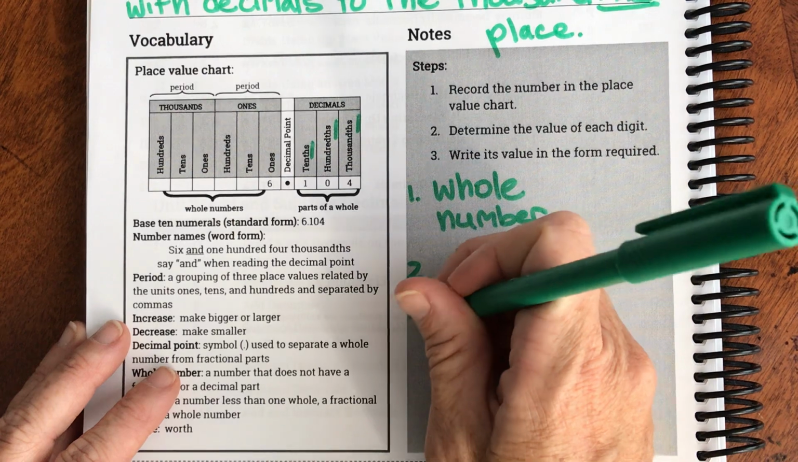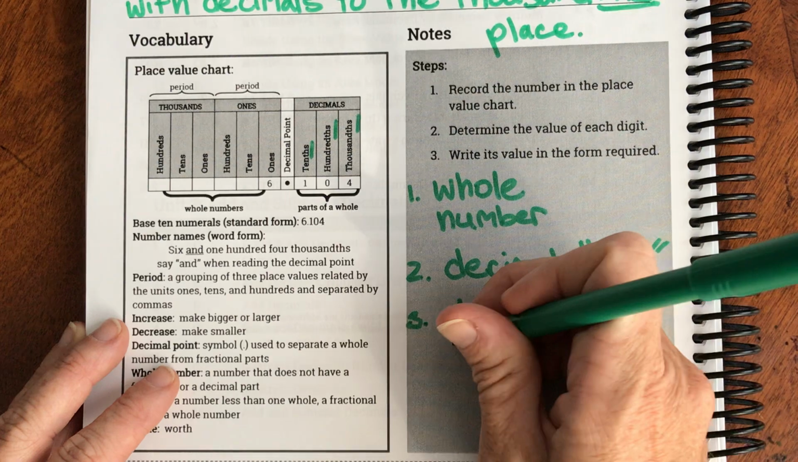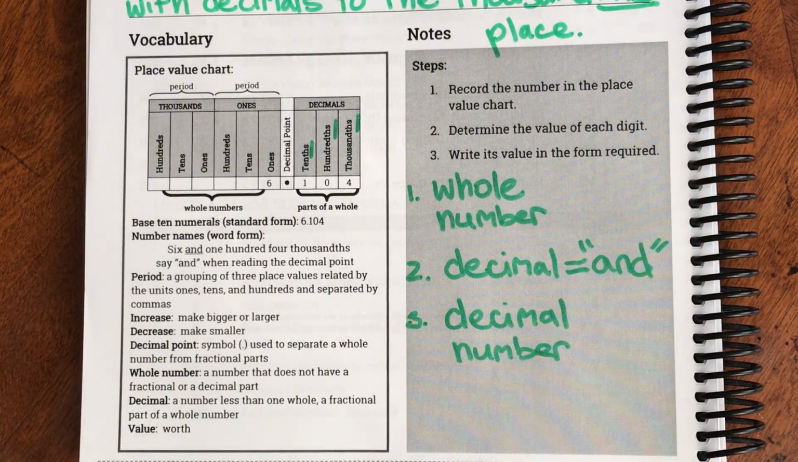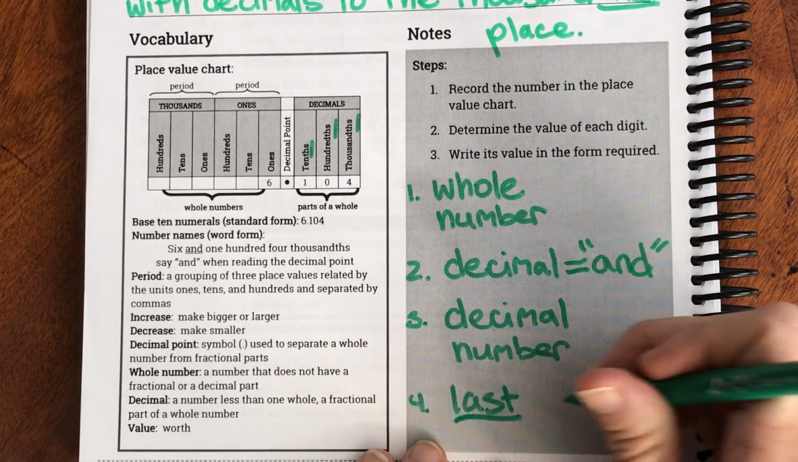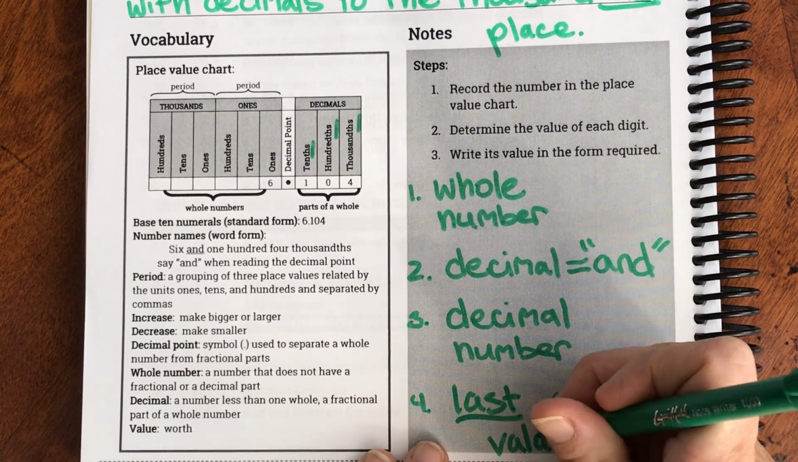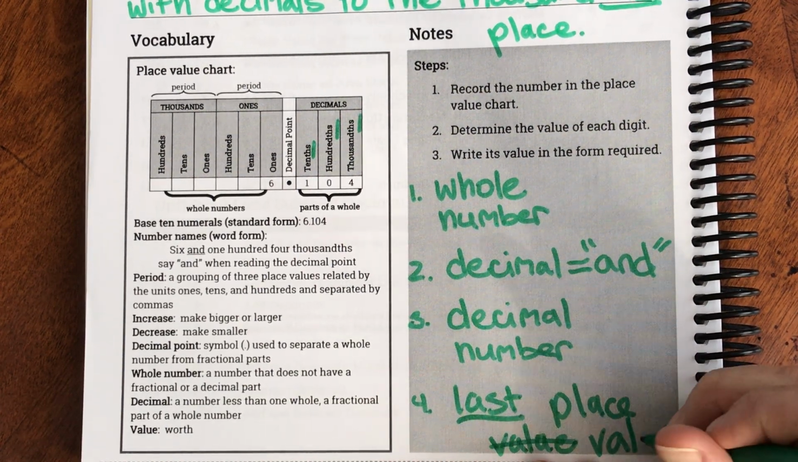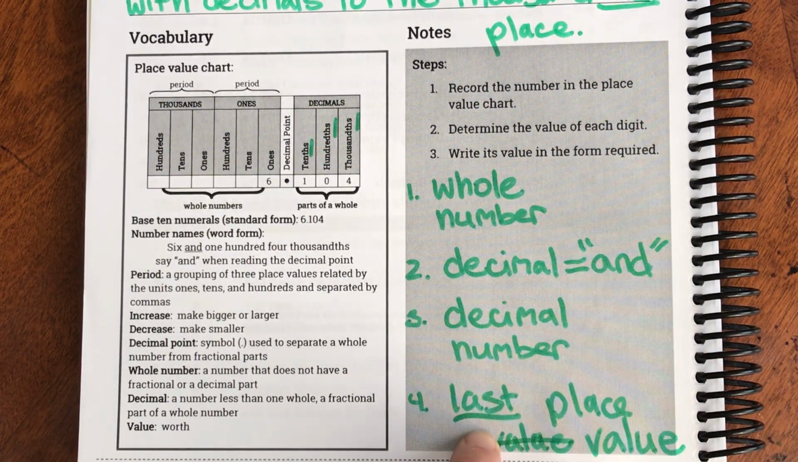Okay, and then our third part is we have the decimal number. The actual decimal number. And that's going to be after the decimal point. And then our final part is our last place value. That should have been a U. Let me rewrite that, ladies and gentlemen. V-A-L-U-E. So it's our last place value. So these are the 4 parts of a decimal.